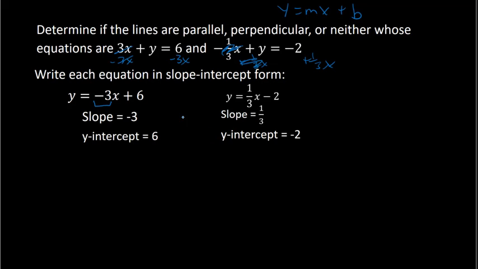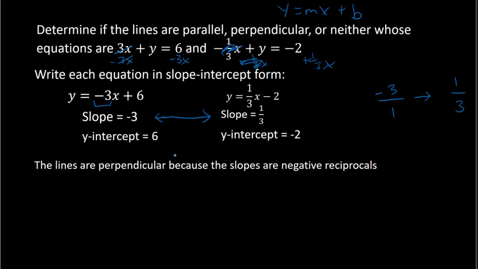So we have two different lines with two different slopes, and if we compare the slopes right here, notice the one is negative 3, so I can think of that as negative 3 over 1. If I take the negative reciprocal of that, so change the sign to a positive, then flip the top and the bottom to become 1 over 3, then we do have the slope of the second equation. So negative 3 and 1 over 3 are negative reciprocals of each other. Because of that, the lines are perpendicular.